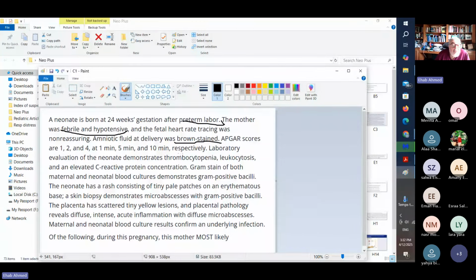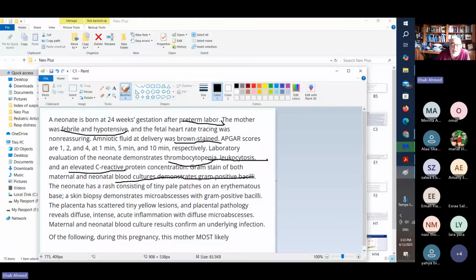Diagnostically and prognostically, this baby was very, very sick. Laboratory evaluation of the neonate demonstrated thrombocytopenia, leukocytosis, elevated C-reactive protein. Gram stain of both maternal and neonatal blood cultures were positive. Oh, both mom and baby had bacteremia and septicemia. Blood cultures from both mom and baby showed gram-positive bacilli.